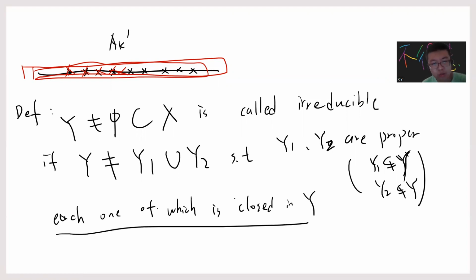Simply speaking, Y1 and Y2 are closed. So if Y is irreducible, it means that you cannot write it as a union of two proper closed sets.